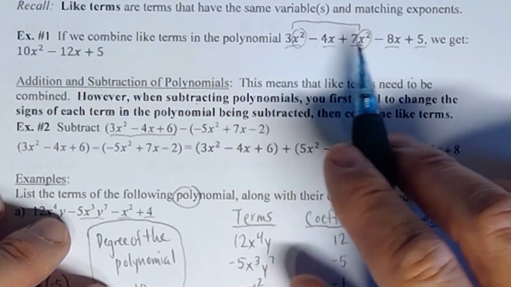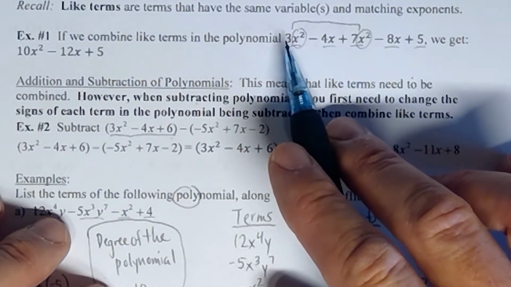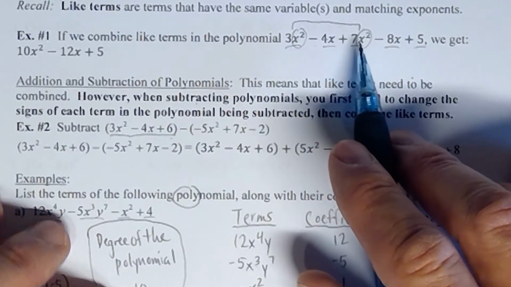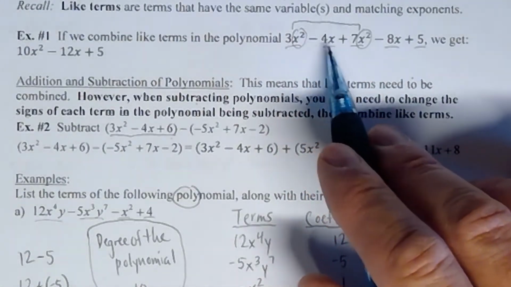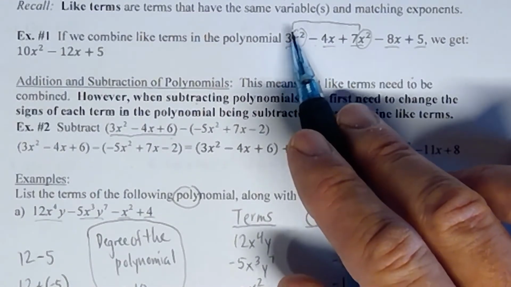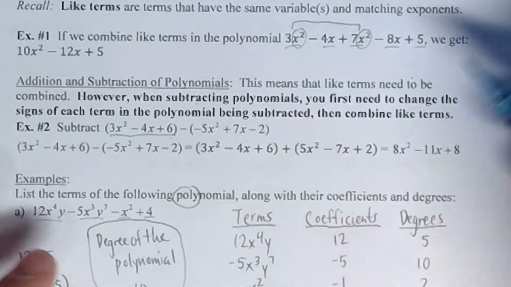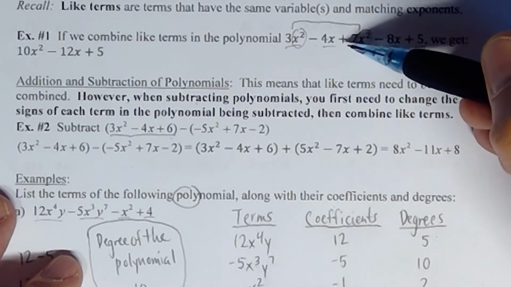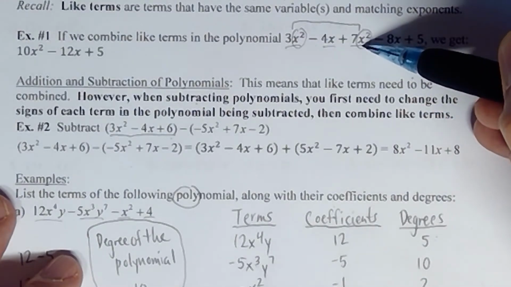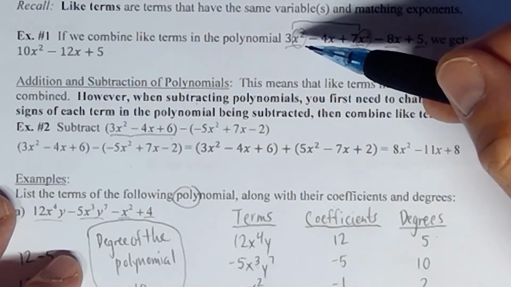So 3x squared plus 7x squared, what you do is you add the coefficients. If it's an addition situation, it is because it says 3 plus 7. Again, don't do the minus 4 here. We're just combining the like terms here. Okay, so we're just looking at these two right here. 3 plus 7. And so 3 plus 7 is 10.